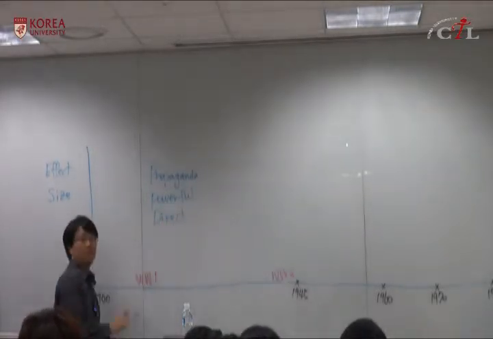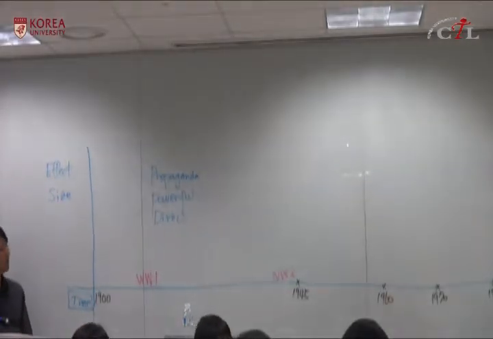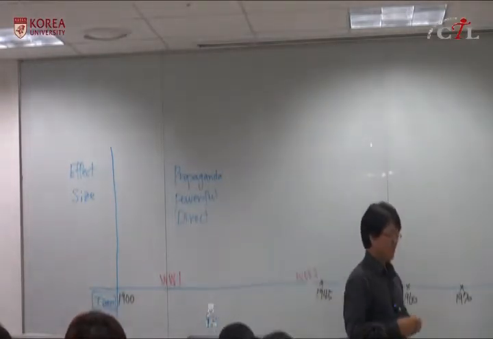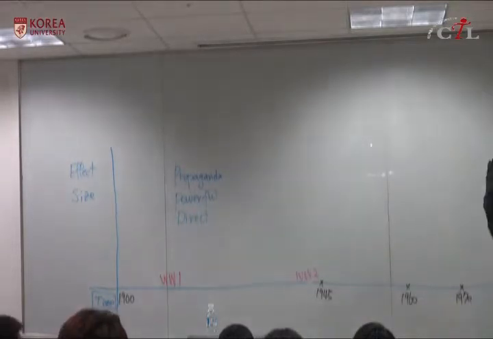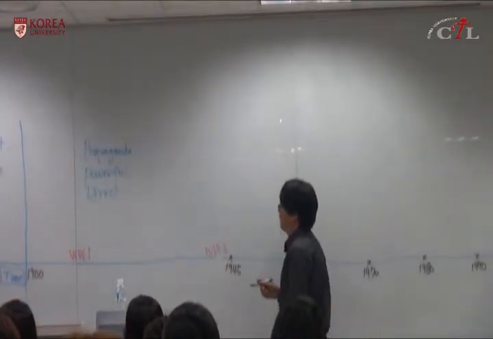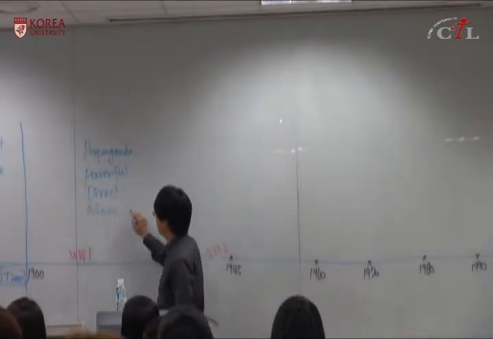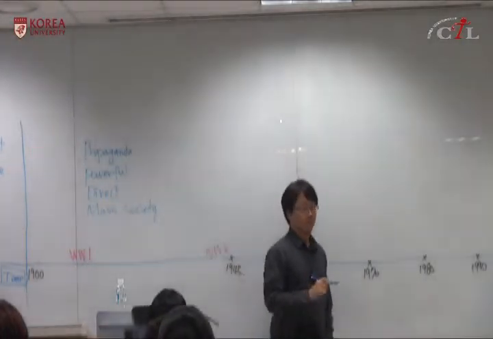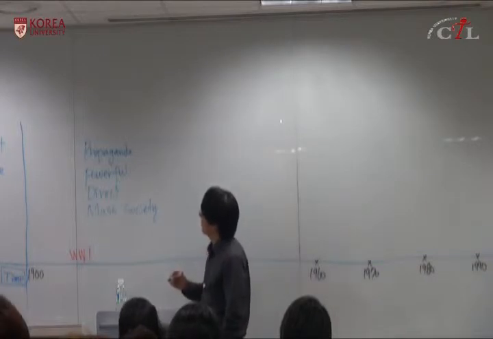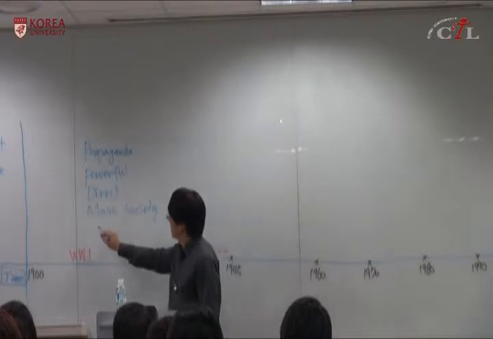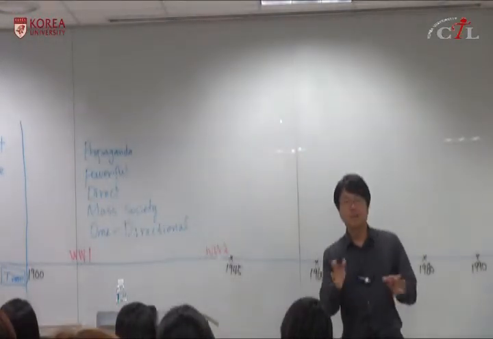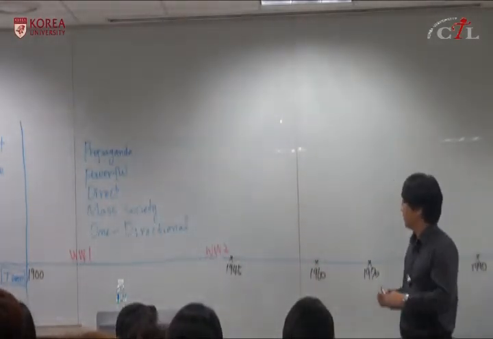Really focused on direct effect and powerful effect, propaganda and mass society. That mass society means one-directional effect from the media to the audience, until 1945.